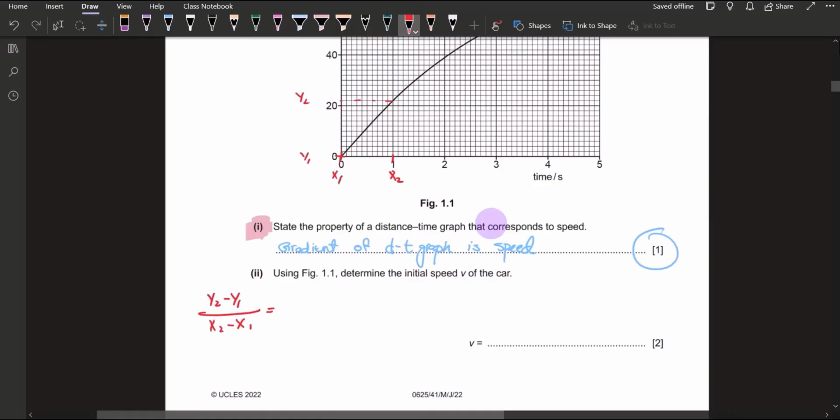So we can just plug in our values here, y2 minus y1, which is 22 minus 0, because this one box represents 2 for the y-axis. So we take that as 22 over here. So y2, which is 22 minus 0, divided by x2, which is 1 minus 0, is going to give us our answer as 22. So we can write our speed as 22 meters per second, and we'll get 2 marks for this.